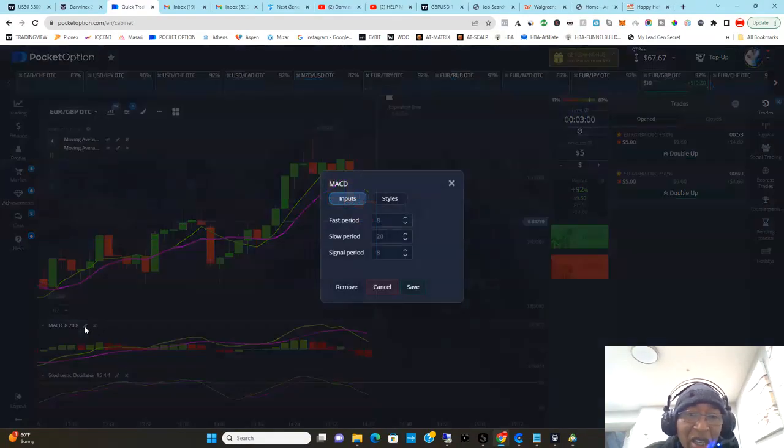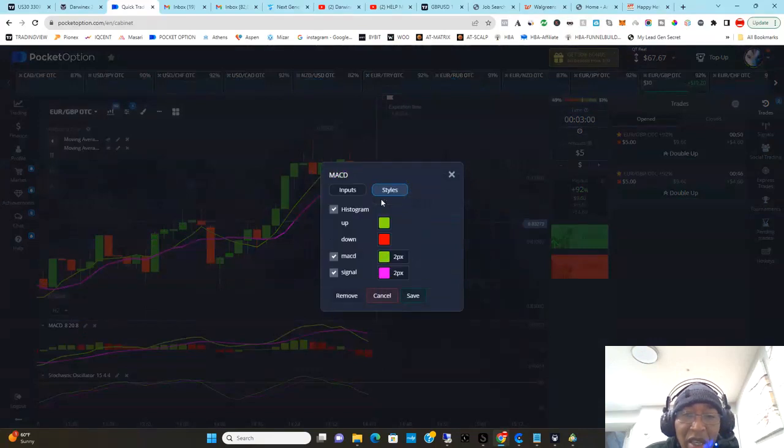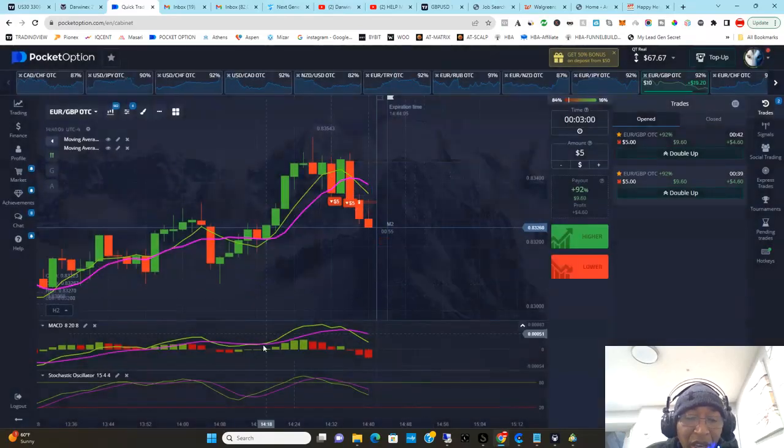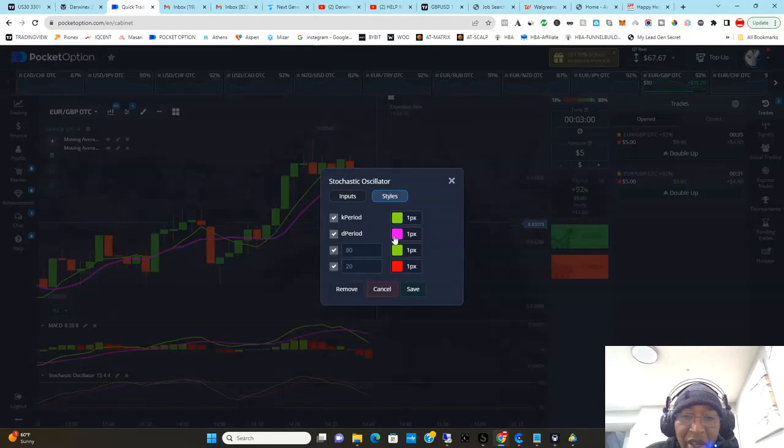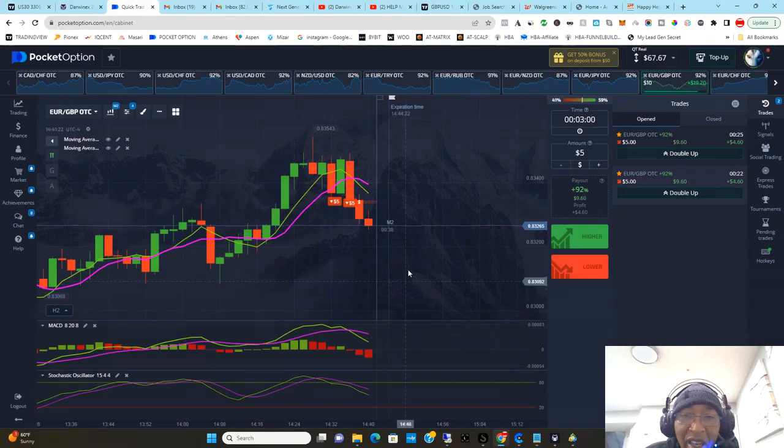Okay, so the MACD settings are very simple, 8, 20, 8. And the styles are the same. The MACD line is green and the signal is the purple line. Okay. And then for the stochastic, these are the settings: 15, 4, 4, SMA. The style is, again, you can see here, the K period is green, the D period is purple, the overbought is 80%, and the oversold is 20%. And with those settings, this is the setup you're going to have.